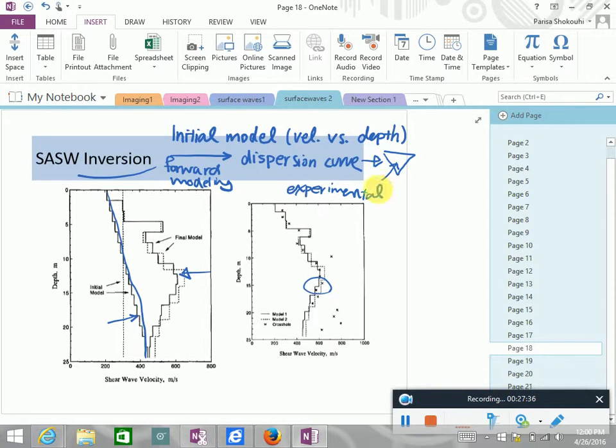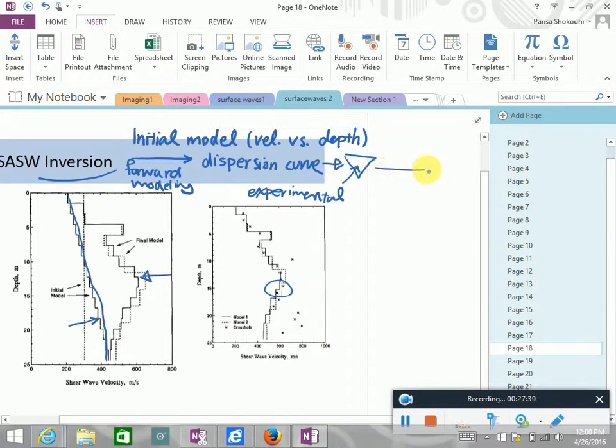Isn't the initial model just a theory? No. Initial model is not a theory. It's initial values. It's an assumption. This is in any inversion. This is if you do any kind of inversion. This is how it works.